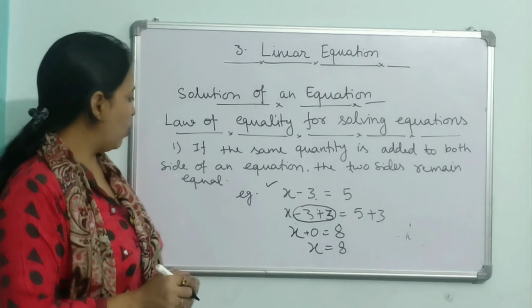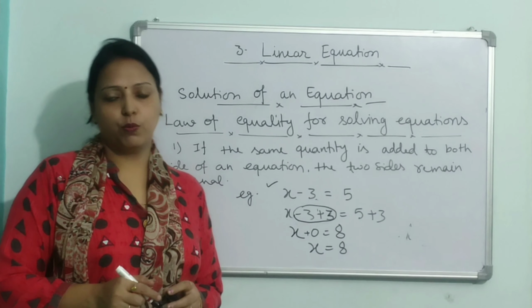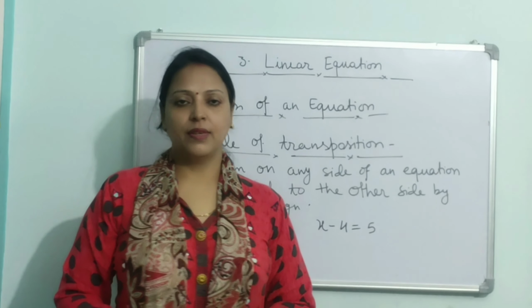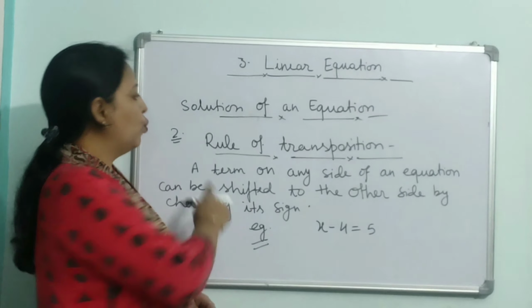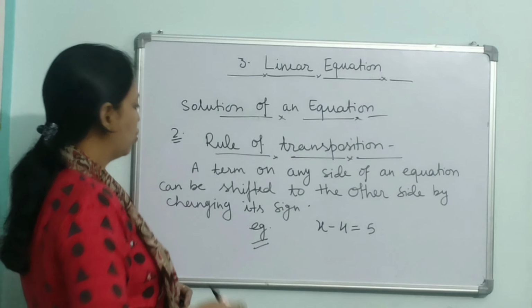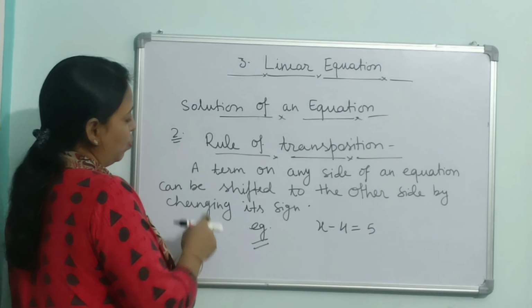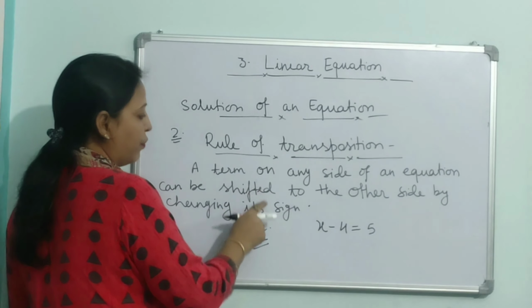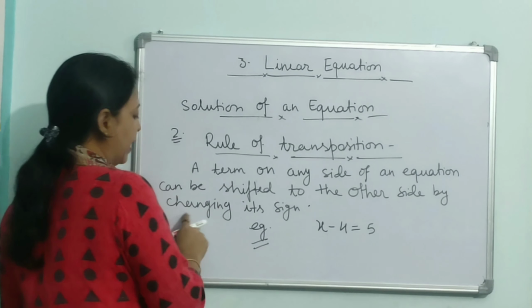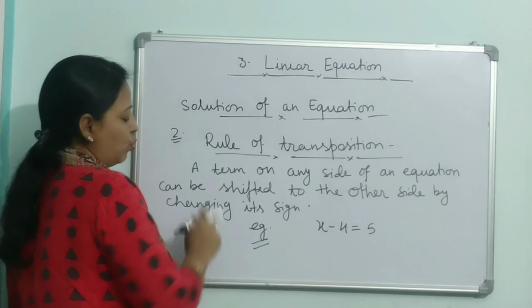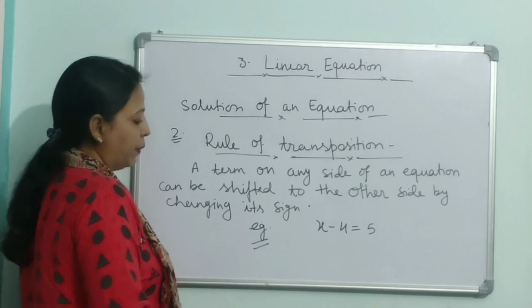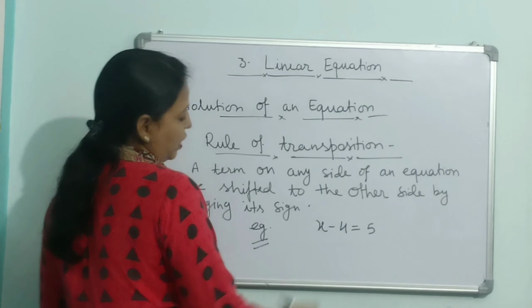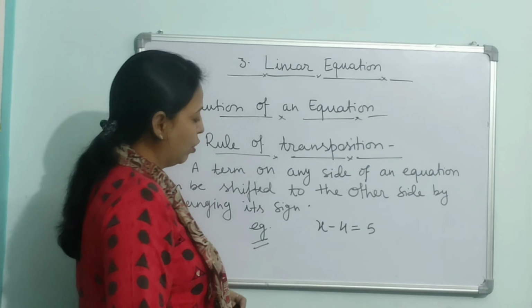Now the second one is the rule of transposition. What is the meaning of this rule? A term on any side of an equation can be shifted to the other side by changing its sign. You will understand it better with this example. Suppose this is the linear equation x minus 4 is equal to 5.